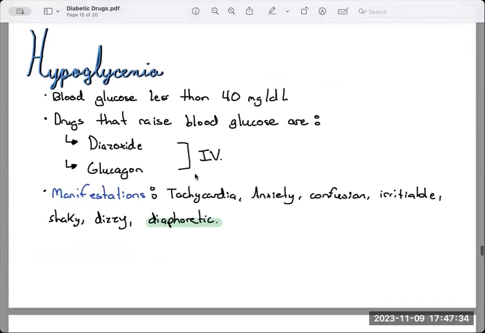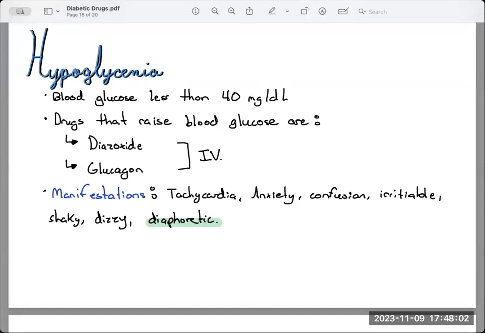The last thing, one of the most important things, because hypoglycemia is the most deadly of them all. Hypoglycemia is when we have a blood sugar less than 40, okay? And there are different ways that we can treat this. We can give glucagon IM or IV. We can also give dextrose 50% IV or diazoxide IV.